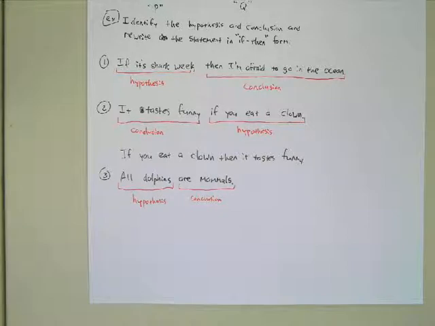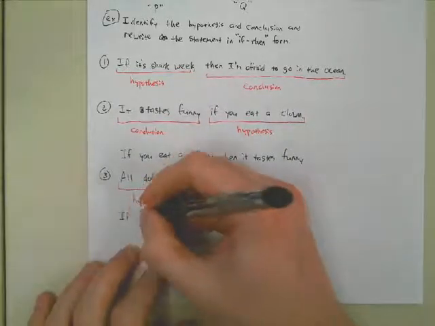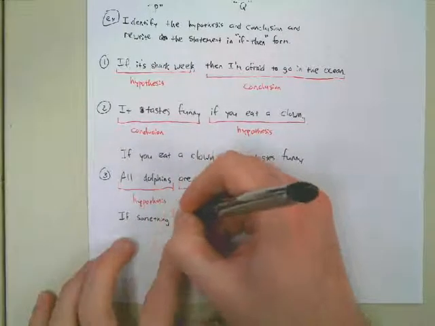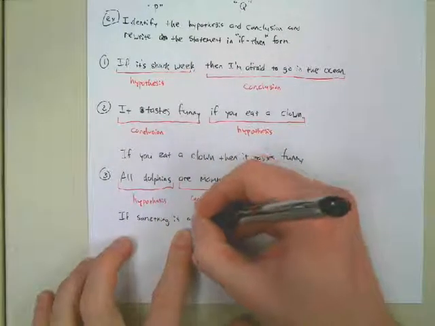Yep, or you could also say, if something is a dolphin, then it is also a mammal. That's also okay, too. I'm going to say that, in fact. So if something is a dolphin, then it is a mammal.